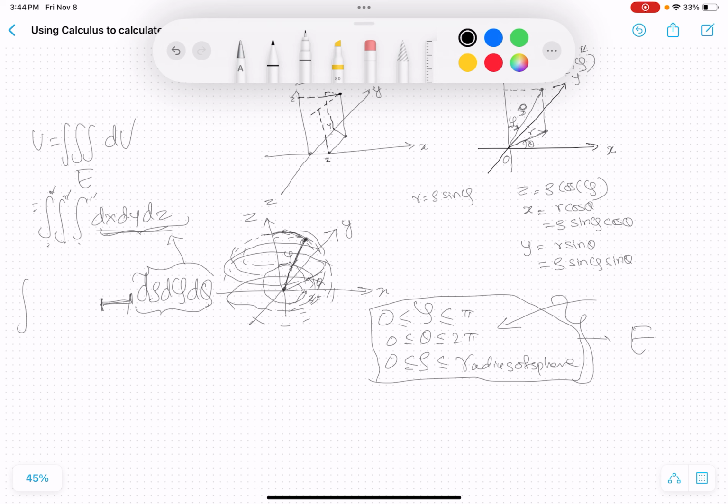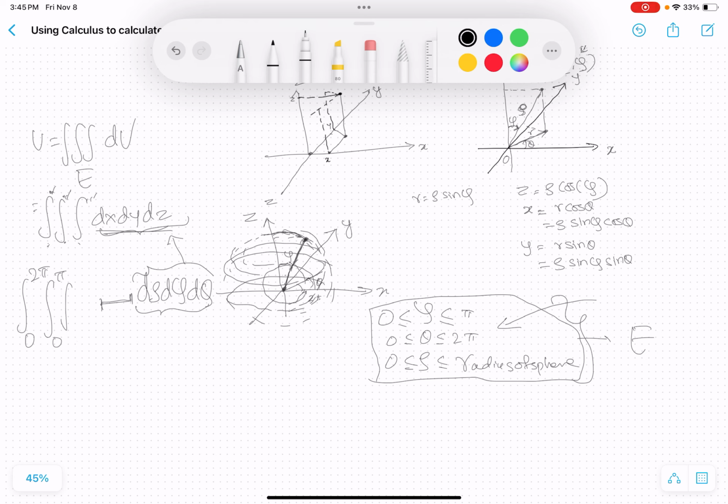0 to pi, 0 to 2 pi. Okay, this should be theta. The second one should be theta cos. No, it doesn't matter, but wait. I can also write the third one as theta, but then this one should go from 0 to pi. This is phi, so this goes from 0 to pi. This is rho, so this goes from 0 to radius r, right?